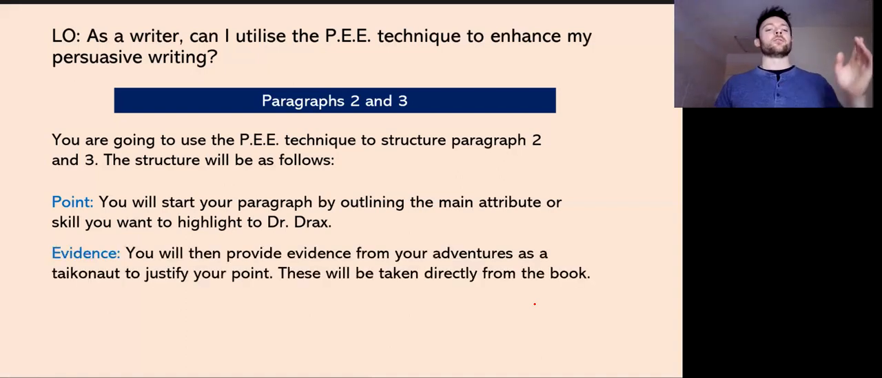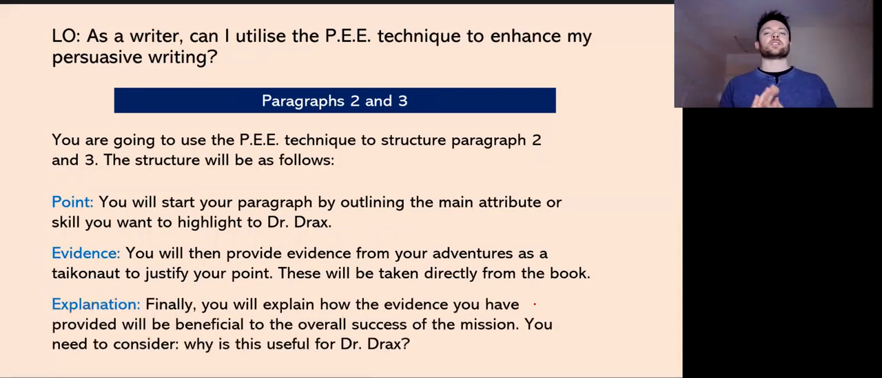Your evidence, so you will then provide evidence from your adventures as a taikonaut to justify your point. And these will be taken directly from the book, okay? So you're going to be going from the period where Liam starts the taikonaut training. Remember, Dr. Drax had one of her brilliant ideas, and she was like, oh, you know what? The dads are going to be taikonauts too, okay? So from that point towards the end of chapter 20, that is the period where you're going to take this evidence from. Because that's all Dr. Drax knows, and we're going to stick to that time period.